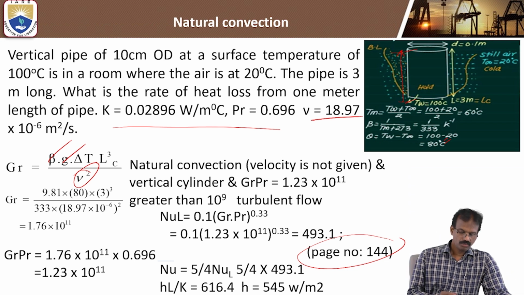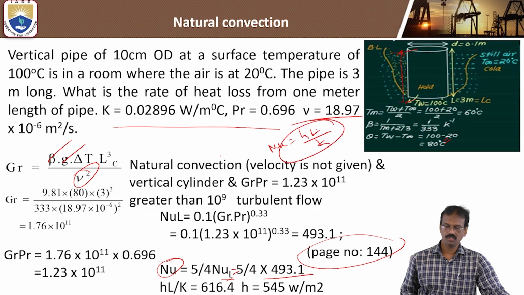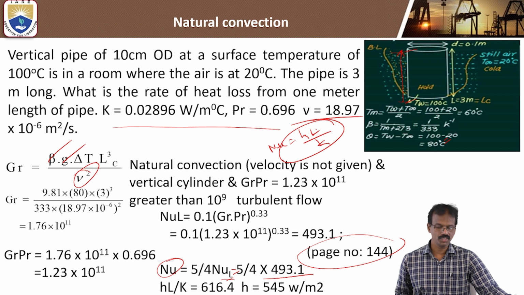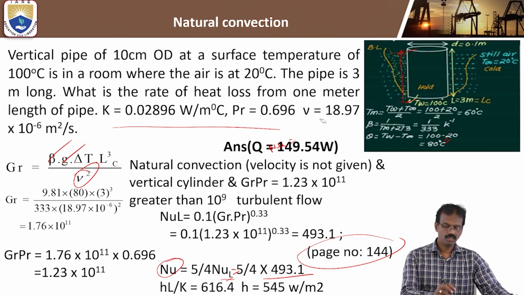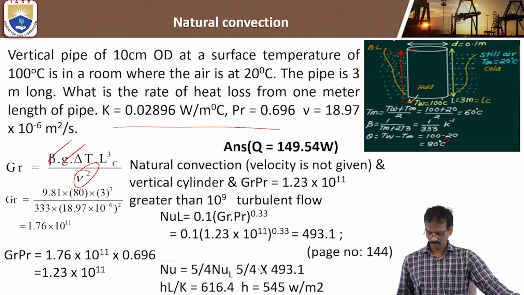Okay. So then you know the formula, Nusselt of full length is equal to this value. Then once you find the Nusselt value, that Nusselt value is equal to hL by k. By using this one, you can find out the h value. If you know the h value, automatically you can find out the rate of heat transfer. Rate of heat transfer is equal to hA into delta T.